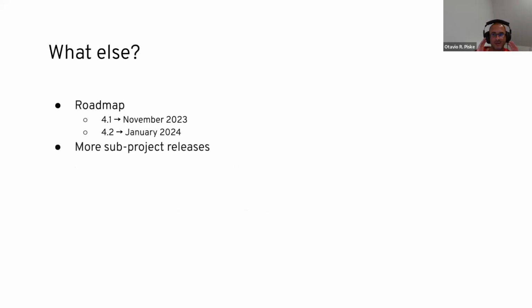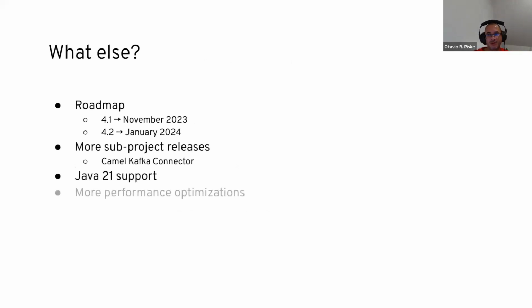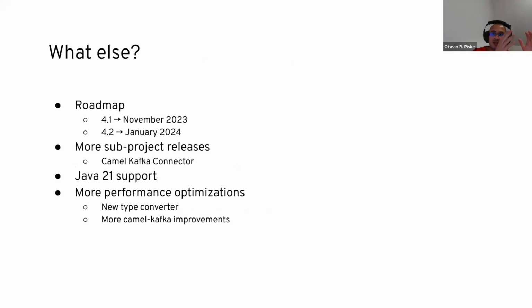Now, what else? What's in the future for Camel? We have released Camel 4 already, but the development of Camel 4 continues, and we have many things still in the plans and things that we want to do. Talking about the roadmap, for Camel 4.1, we are planning a release in November. Then after that, we are planning a release of Camel 4.2. This is an important one because this should be an LTS release of Camel, and it should be out in January next year.